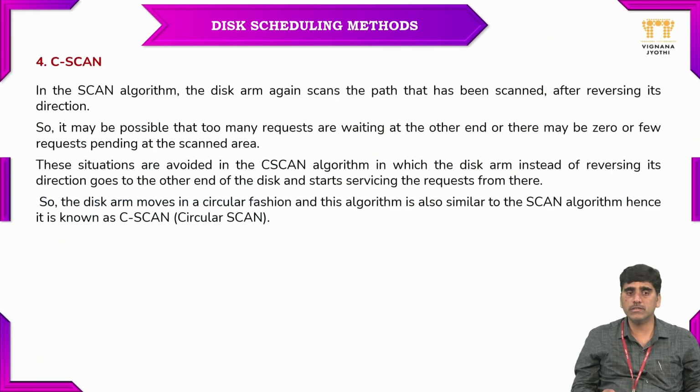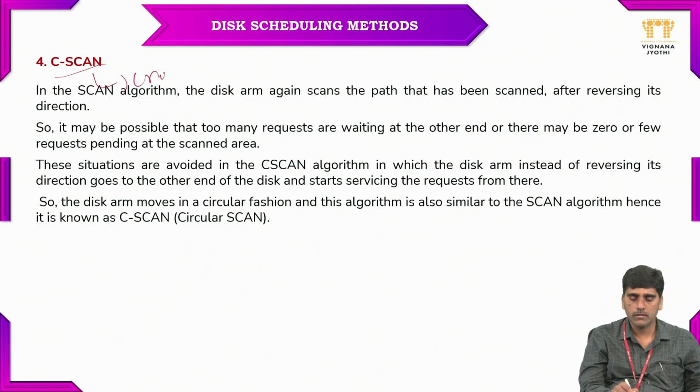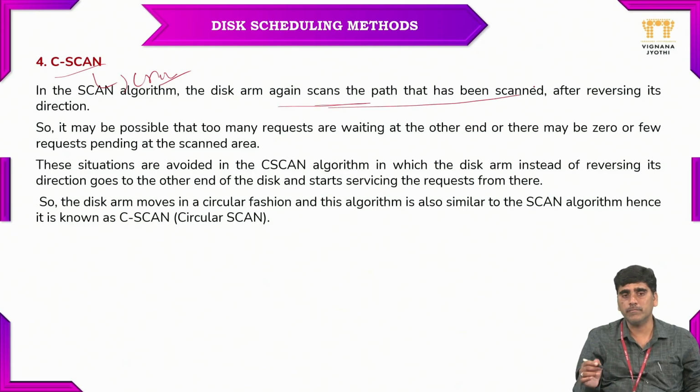The next one is the C-SCAN algorithm. C-SCAN is nothing but circular scan. In this algorithm, the disk arm again scans the path that has been scanned. So here there are two scans: one time the normal scan happens, and again, because of the circular implementation, the disk arm again scans the path that has been scanned.